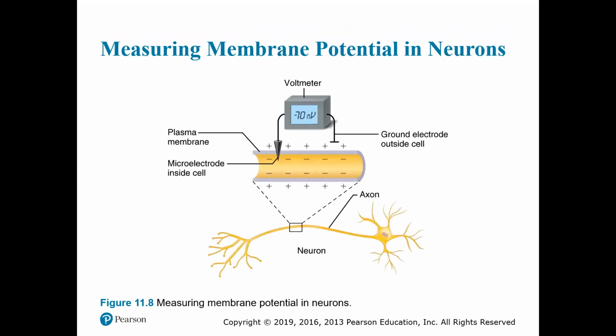Here's the voltmeter. So they stick a little probe into the cytoplasm of the neuron. Imagine how small that would have to be. And it gives you a number of millivolts. Voltmeter, a voltimeter, a voltometer. Many different names for that.